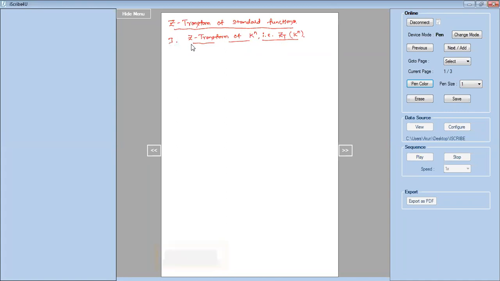Under that, the first one is Z transform of k power n. I can write it like this: Z transform of k power n. If I derive this formula, I can use it while finding Z transform of 2 power n, 3 power n, etc. while solving problems. So let us see how to derive this formula now.